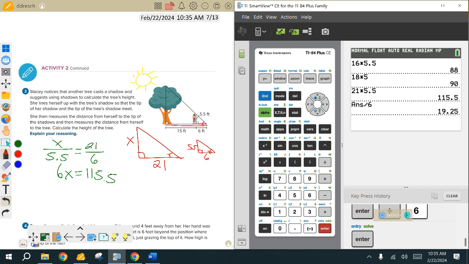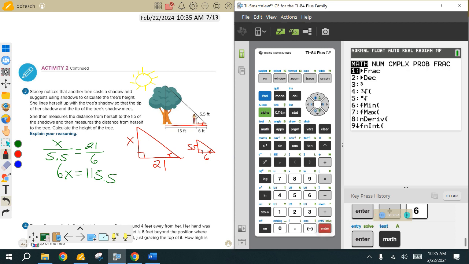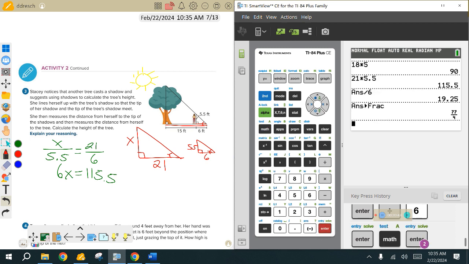Now here we can change it back to what, a fraction? We could change it back to a fraction, but does it make sense to do that? You know, it's a nice terminating decimal. Most people talk like 19.25 feet. Most people do not talk like 77 over 4 feet. So use some common sense here. 19.25 feet is roughly the height of that tree.